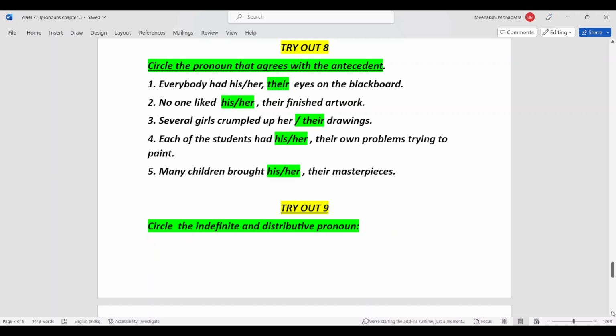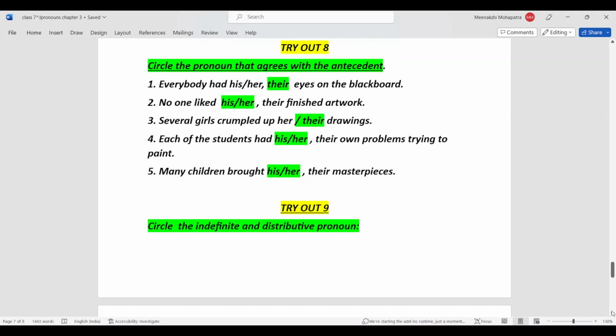Number 2, no one liked his or her or their finished artwork. It is, no one liked his or her finished artwork. Number 3, several girls crumpled up their drawings. Why their? Because several is plural. Number 4, each of the students had his or their own problems trying to paint.